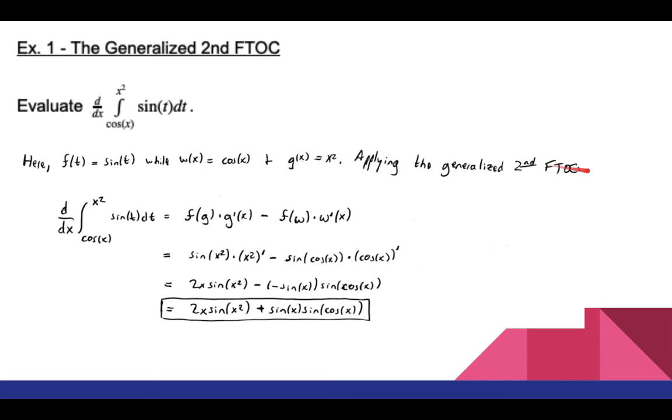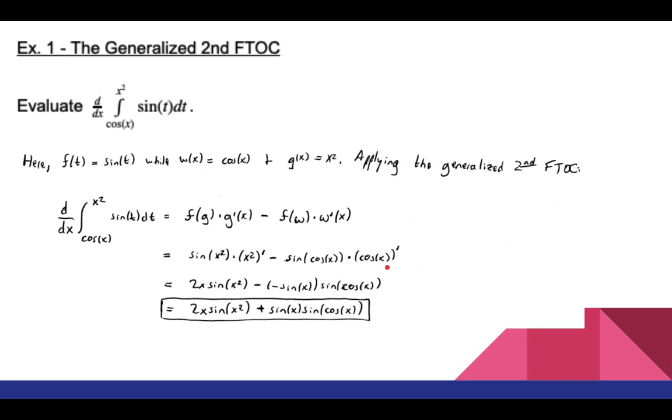So applying the generalized second fundamental theorem of calculus, we have as a result that the derivative of this integral is going to be equal to, applying the equation we developed on the last page, our original function f evaluated at g times the derivative of g, minus the original function evaluated at w times the derivative of w. So as a result, we know our original function is sine. We know that g is x squared, so we're going to have sine of x squared times the derivative of x squared, minus the sine of cosine of x, again w is cosine of x, multiplied by the derivative of cosine of x.